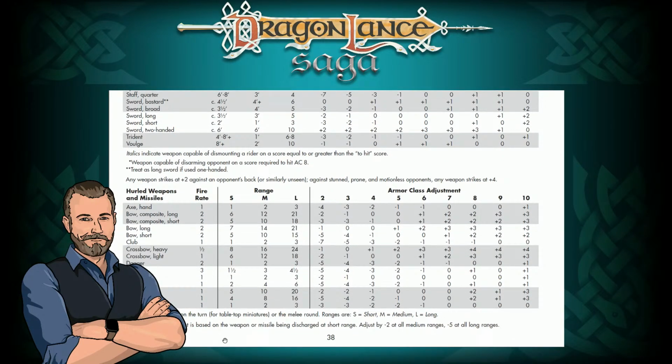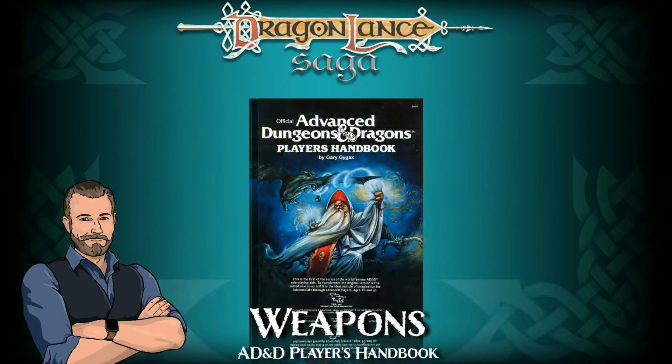Nice. Rate of fire is based on the turn for tabletop miniatures or the melee round. Ranges are S equals short, M equals medium, L equals long. Armor class adjustment is based on the weapon or missile being discharged at short range. Adjust by -2 at all medium ranges, -5 at all long ranges. That makes sense. All right, what's next here? Oh yeah, let's get into this.